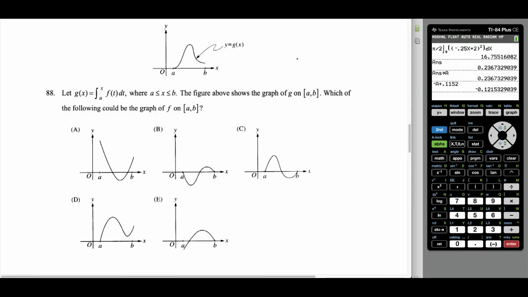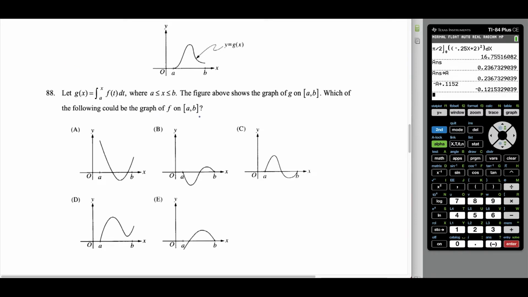So for question 88, what we have here is g of x is an area function, and it's the area under the curve of f. In the figure above, we have the graph of g on the interval from a to b, and we want to know which of the following could be a graph of f on the interval from a to b.